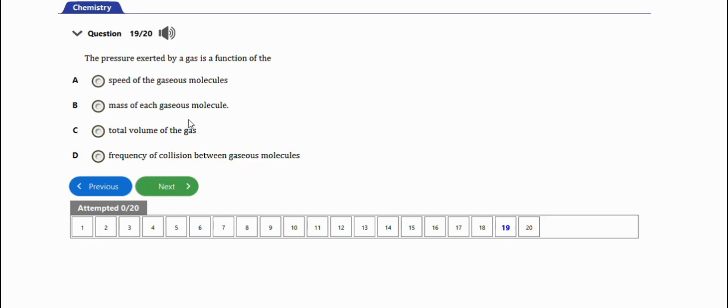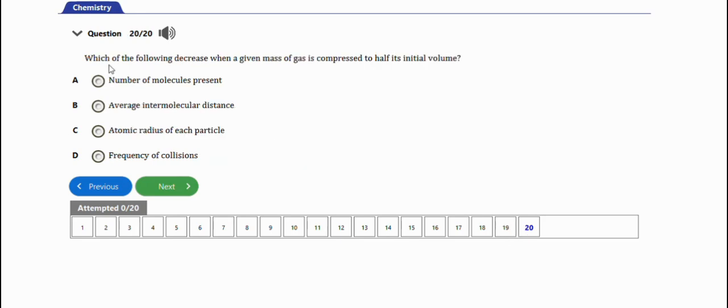The last question before I end this video will be this one. It says which of the following decreases when a given mass of gas is compressed to half its initial volume. So we have number of molecules present, average intermolecular distance, atomic radius of each particle, frequency of collision. So the one that will decrease when a given mass of gas is compressed to half its initial volume will be your average intermolecular distance, option B.